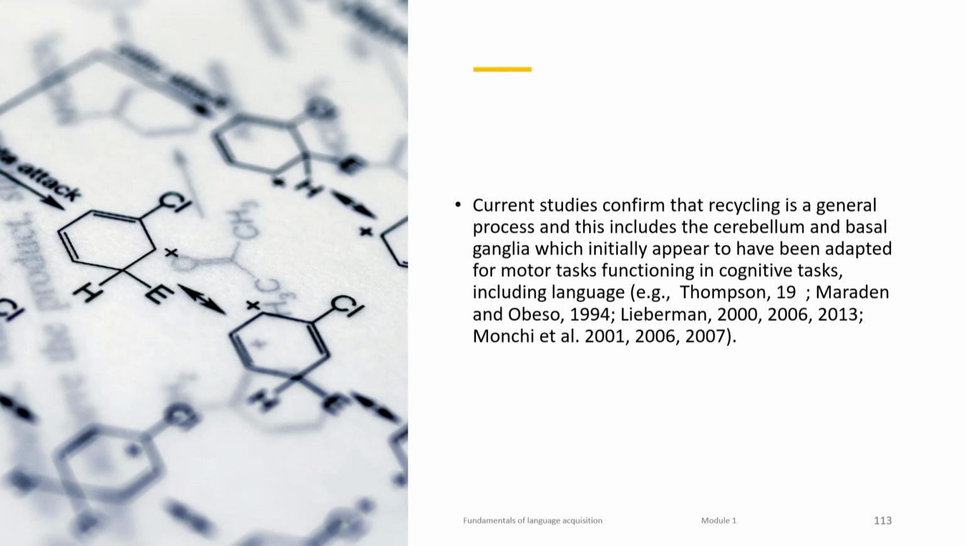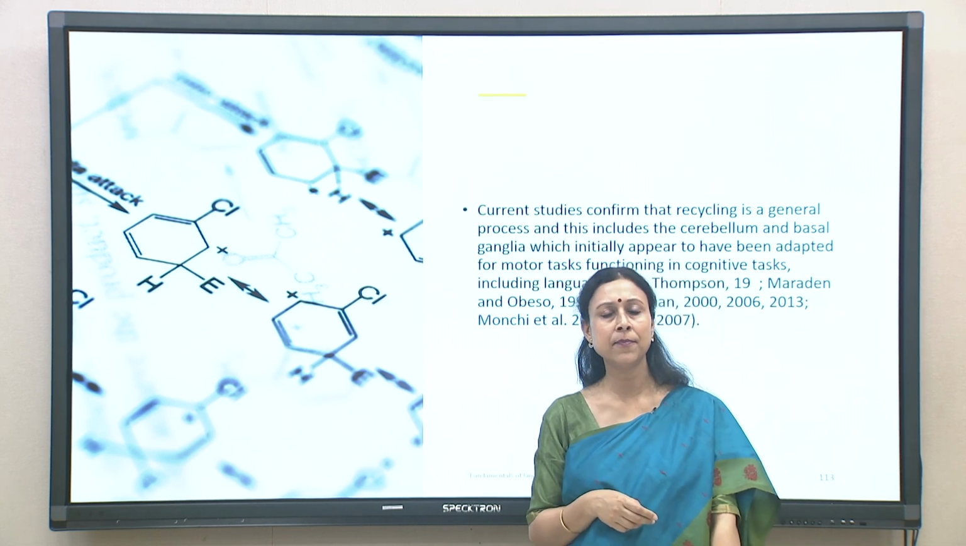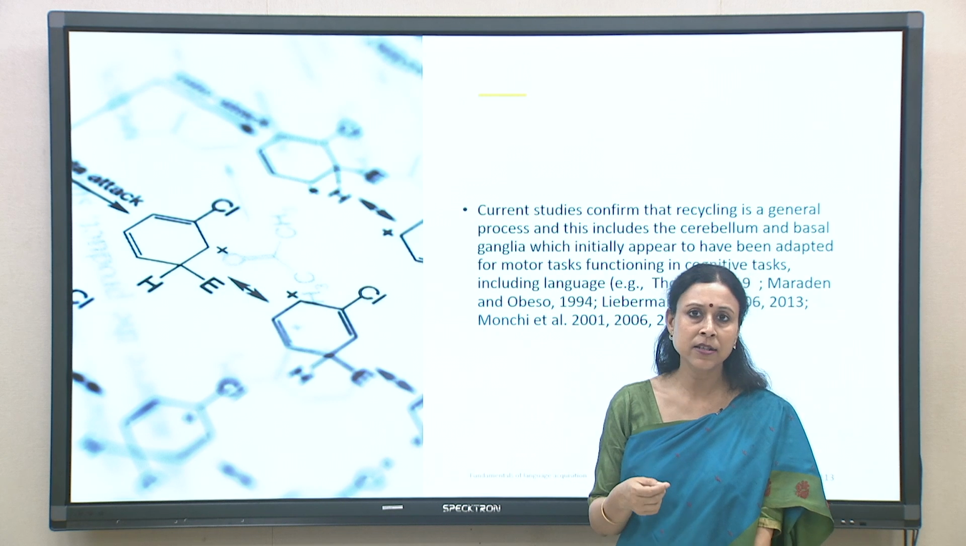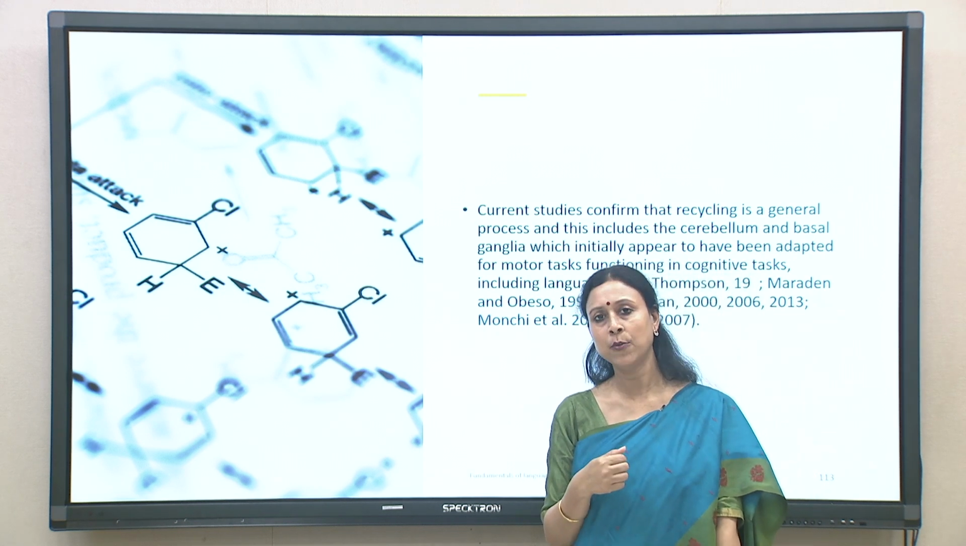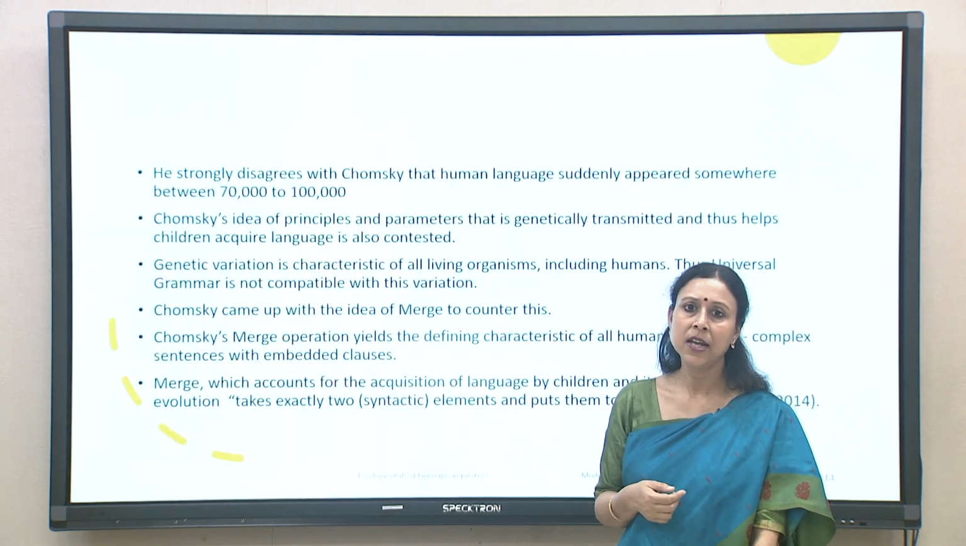So, this is how Philip Lieberman proposes his idea. The primary thesis being that the neurobiological structures that are there in humans were also there among other animals. They have just been repurposed.